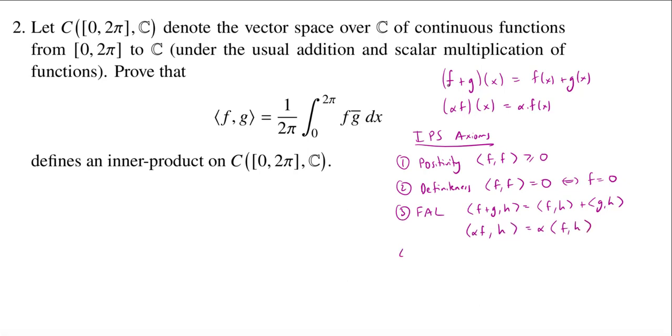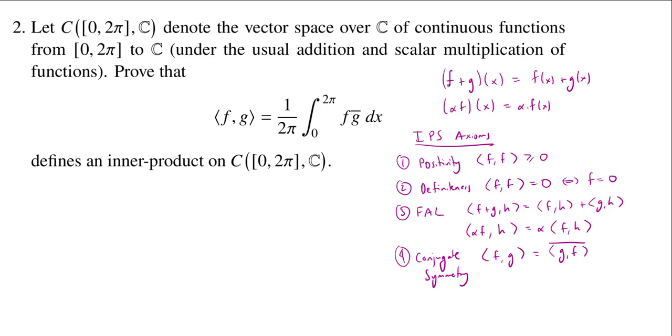And then finally the fourth one is what we called conjugate symmetry. And conjugate symmetry says, well, what if I want to try to flip this? Instead of f comma g, I want g comma f. And conjugate symmetry says, yeah, you can do that, but there's a cost. You have to put the complex conjugate. Okay. So we're going to check these 4 conditions.